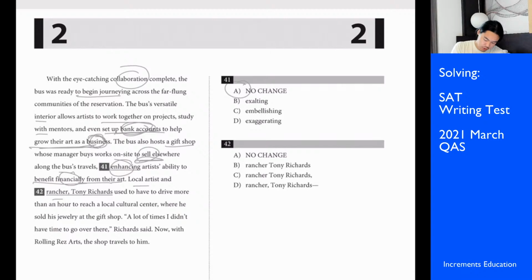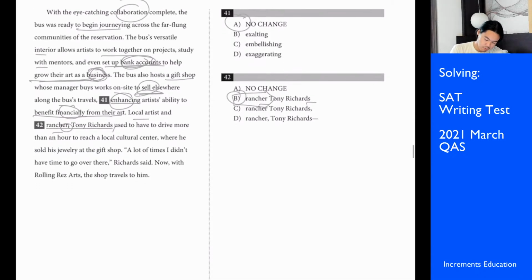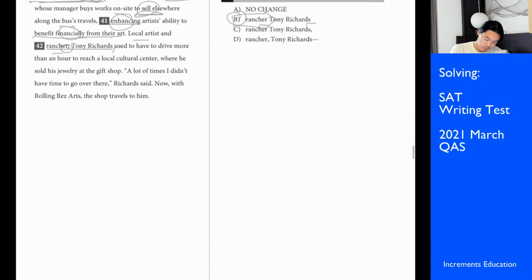Local artist and rancher, Tony Richards, comma, or just local Tony Richards. Yeah, this is the best, right? Because this is just like a modifier for Tony Richards. Tony Richards used to have, right? It's an essential modifier, just describing who Tony Richards is. Just him.